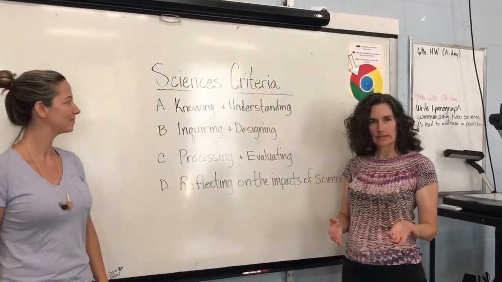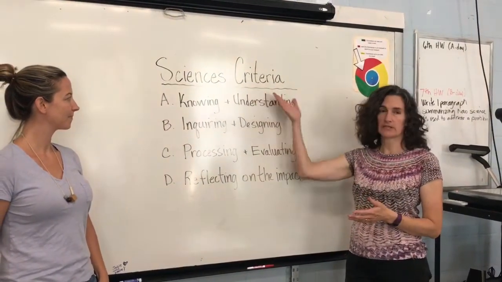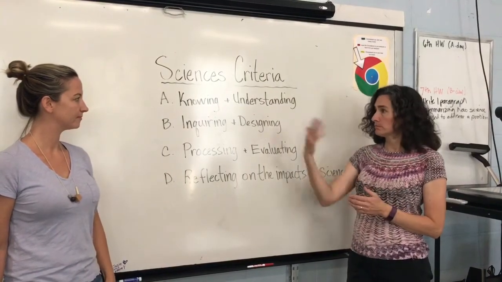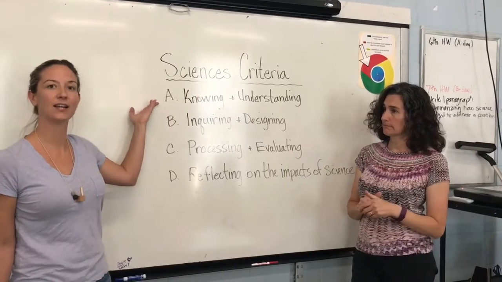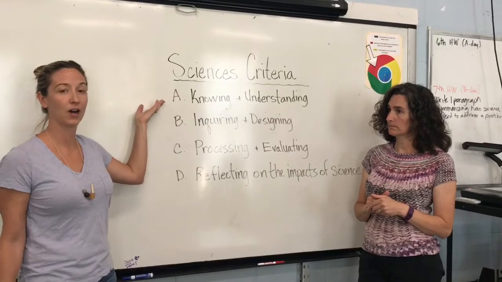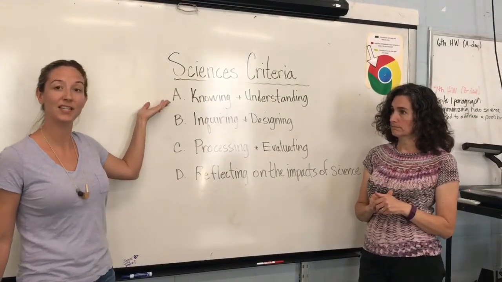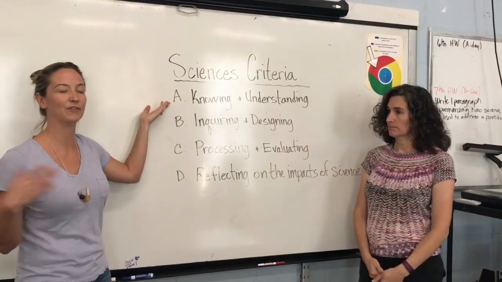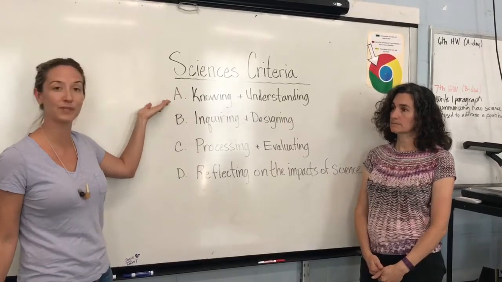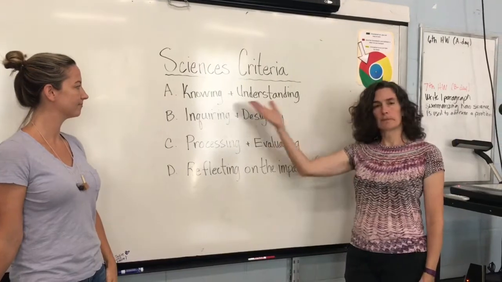In order to evaluate the science that students are learning and that we're teaching in class, we have 4 science criteria that students will be assessed on this year. Rubric A, knowing and understanding. This is the foundation for our units. So this allows us to see that each student has been reflective and can demonstrate their knowledge about the units themselves.